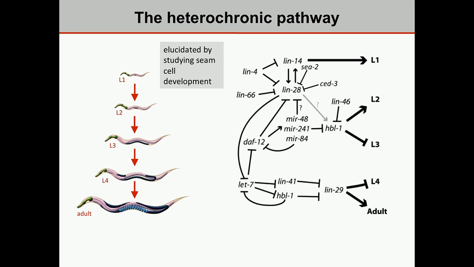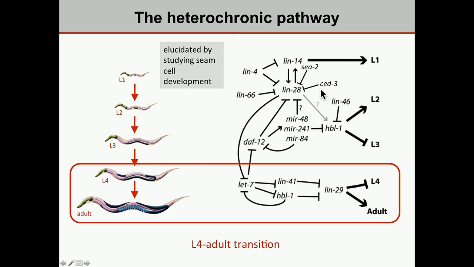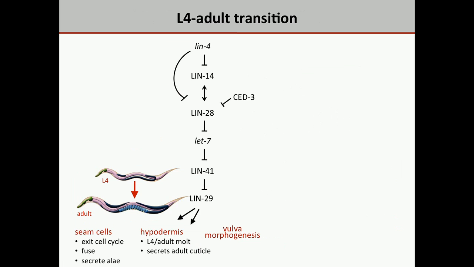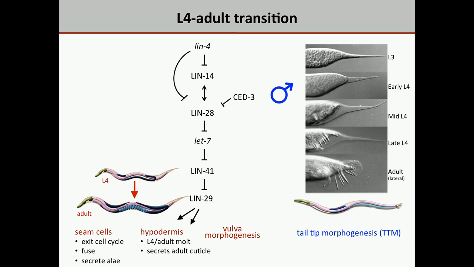For the purpose of my talk, however, we can focus only on this part, the L4 to adult transition, which allows me to simplify this pathway quite a bit. During the L4 to adult transition, a whole lot of interesting and important things happen. The seam cells exit the cell cycle, they fuse and they produce the alae. The hypodermis makes an adult cuticle and initiates the last molt, the final molt. The vulva undergoes morphogenesis, and we are interested in males. So in males, the male specific structures in the tail form.